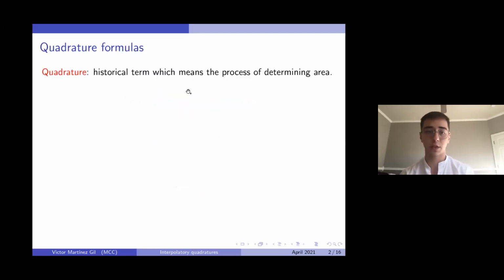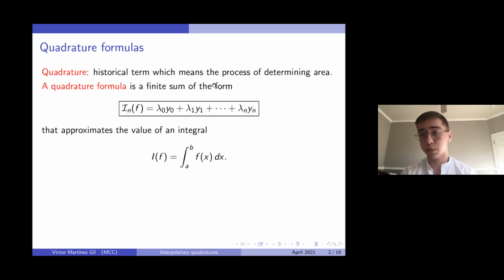Let's start with the definition. A quadrature is simply a term which means the process of determining area. And its formula looks like this.